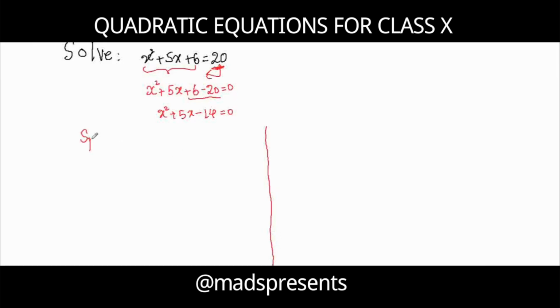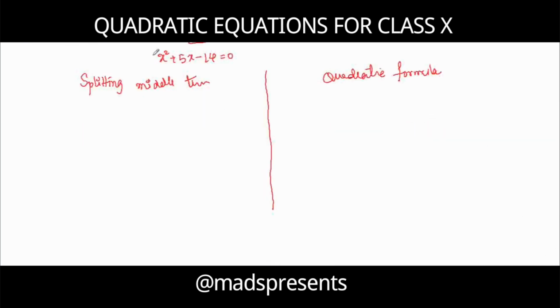One is splitting the middle term. The other one is using the quadratic formula. We know already that if we use any of these two methods, you will get the same values. My question is x square plus 5x minus 14 is equal to 0. Now I will solve by using splitting the middle term.